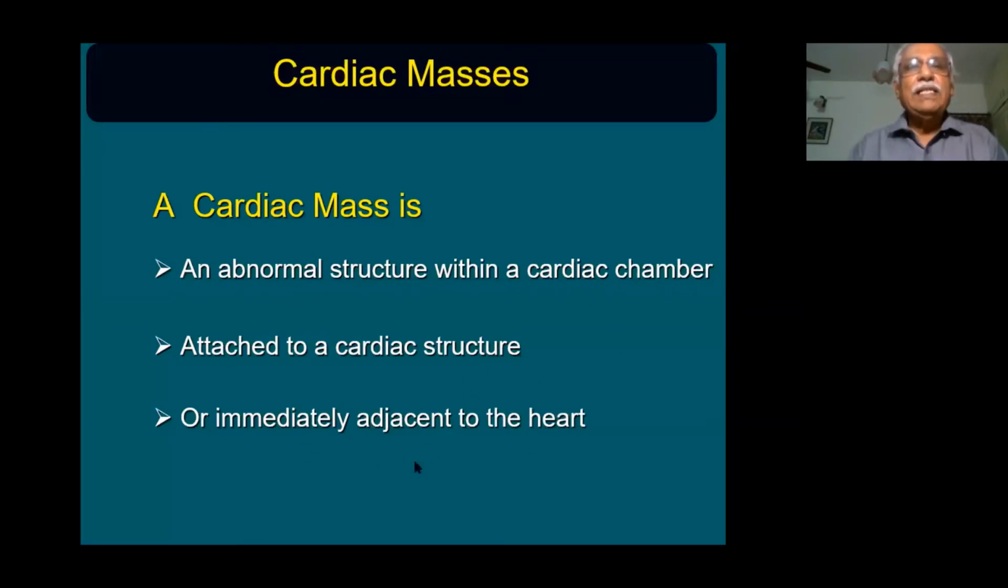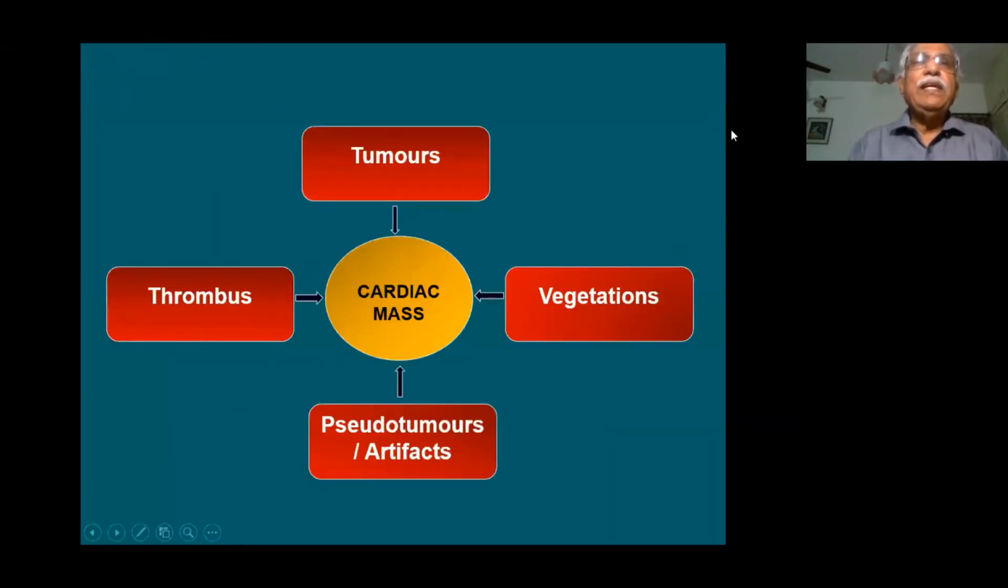And some of the masses are immediately adjacent to the heart. They are not exactly inside the heart. They are just outside the heart and producing some abnormalities, say inside the flow or some problem in the cardiac structure. So this is what is called a cardiac mass. This cardiac mass can be divided into tumors, vegetations, thrombus. These are the 3 most important things.